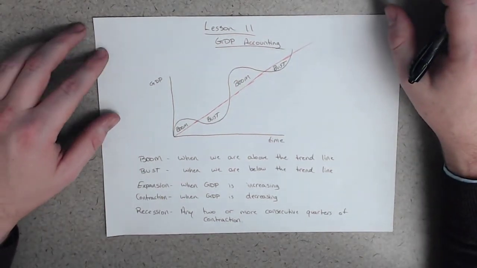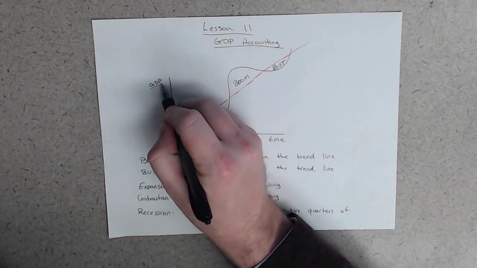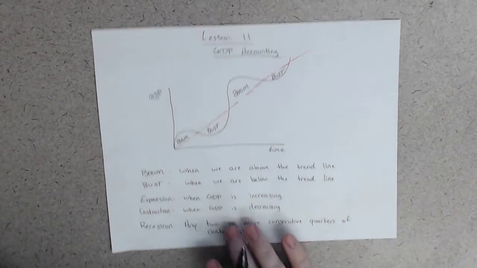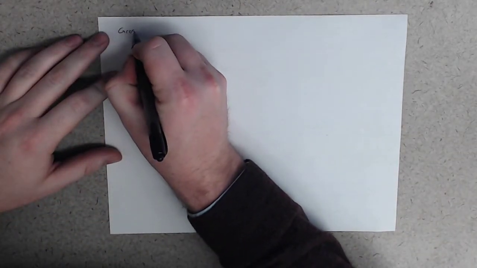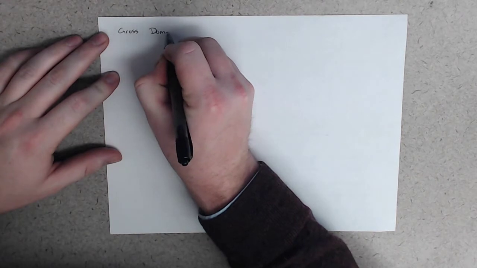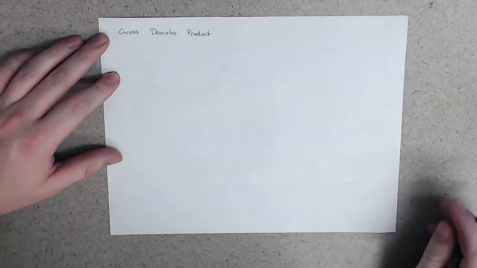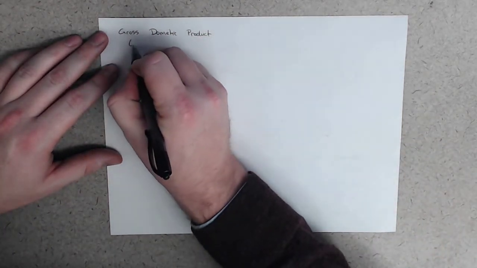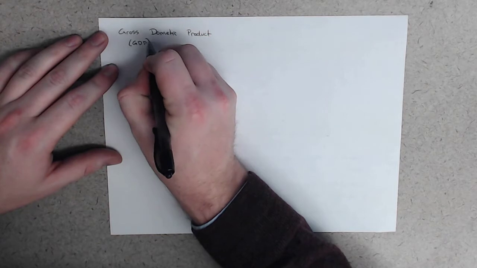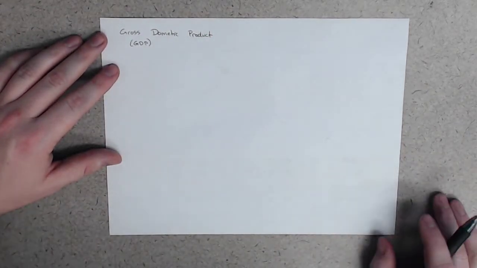Okay. Now the key in this graph is GDP. So let's go over what that is. GDP stands for gross domestic product. The way we typically abbreviate it is GDP because no one wants to say gross domestic product, right? It's too many syllables.